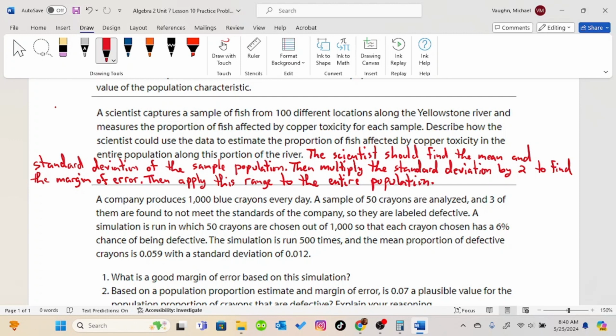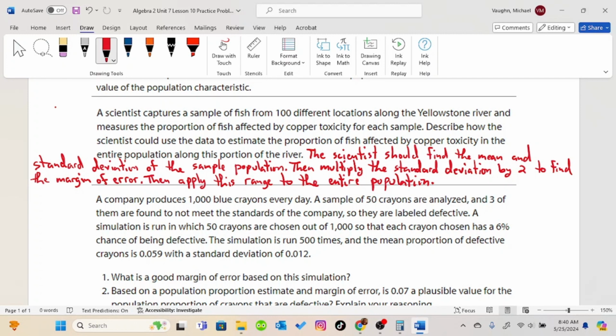Remember that for margin of error, we want 95%, which means we want 2 standard deviations above the mean and 2 standard deviations below the mean. Once we find that for the sample population, we can apply that to the entire population.